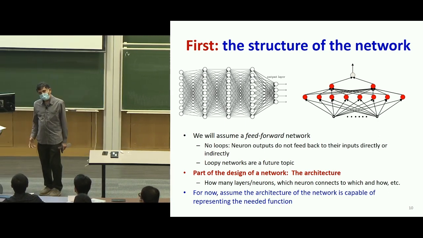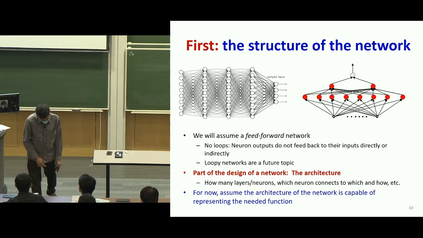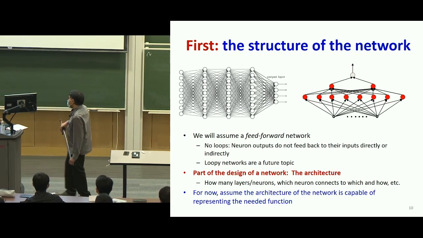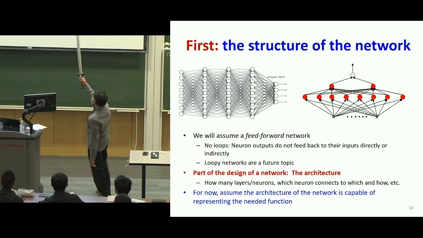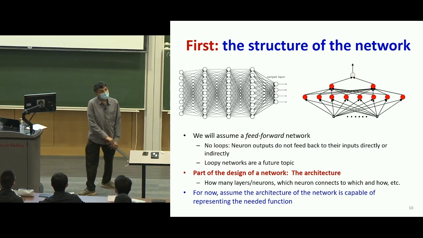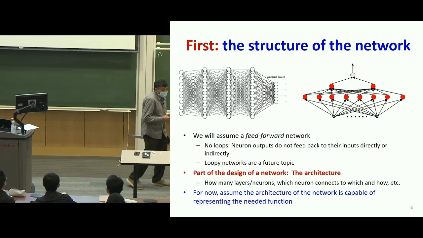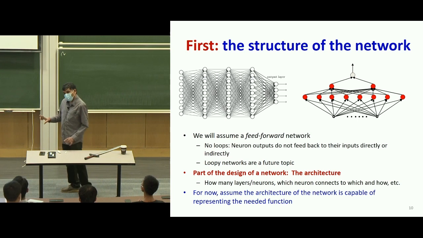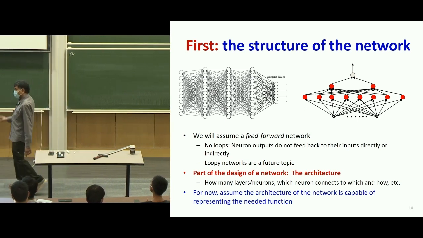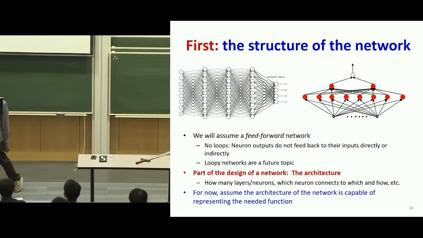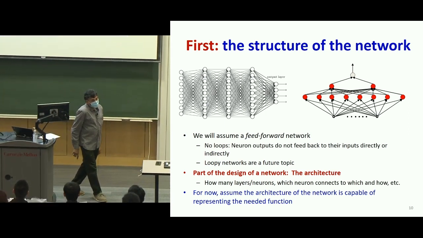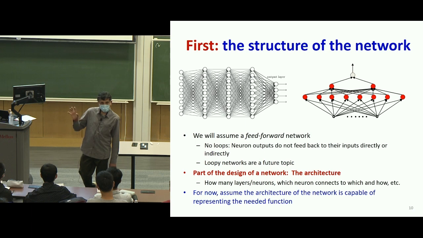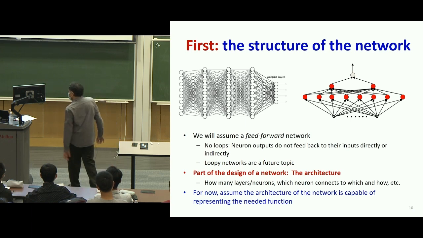Now, there are such things as loopy networks, but we'll discuss those much later in the course. Part of the problem is, when we design this network, what is the architecture of the network? How many layers? How many neurons in each layer? We saw in the last class that defining these things properly is very important. But for today, and for the next few classes, we'll assume that the architecture of the network is given and that it is somehow sufficient for the problem that you're trying to solve, right?